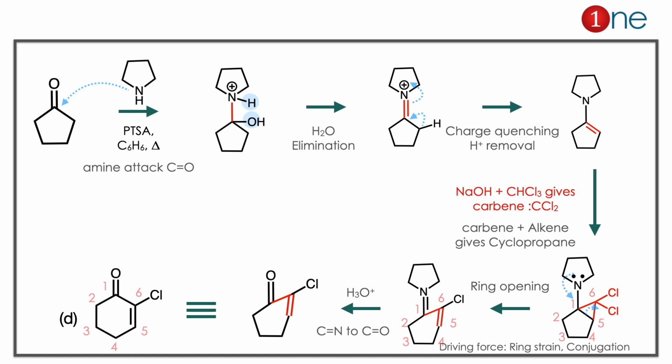Next step, you are using NaOH and CHCl3. So if you know carbene synthesis, these are the precursors for carbene synthesis. NaOH abstracts the proton from chloroform. Chlorine leaves. You have the carbene formation, the stable carbene formation. So if you have a carbene and an alkene, you might think of cyclopropane ring formation. So the cyclopropane ring is formed. You have the possibility of a strained ring.